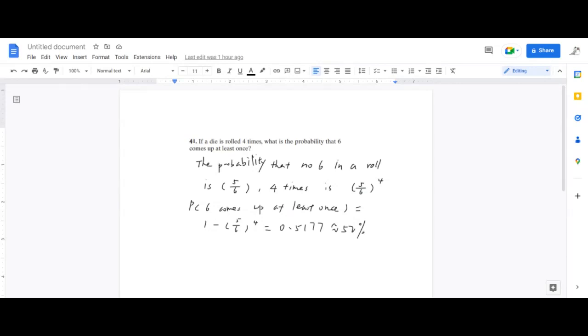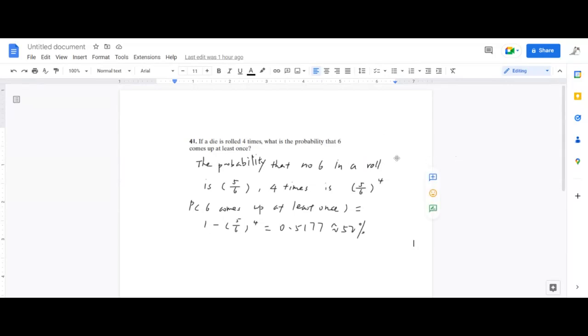Oh, so sorry. So my question is 41, and it is: if a die is rolled 4 times, what is the probability that 6 comes up at least once? At first, the probability that no 6 comes up in a roll is 5 over 6, and for 4 times it is 5 over 6 to the 4th power. So the probability that 6 comes up at least once is 1 minus 5 over 6 to the 4th power, which is equal to 0.5177, about 52%.